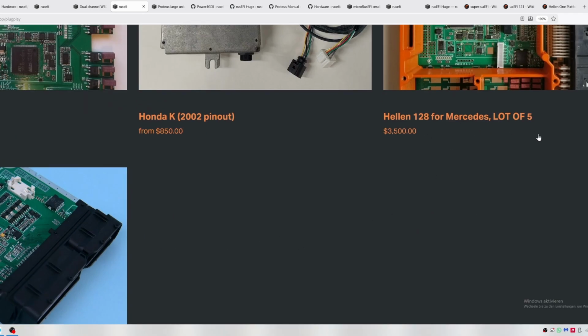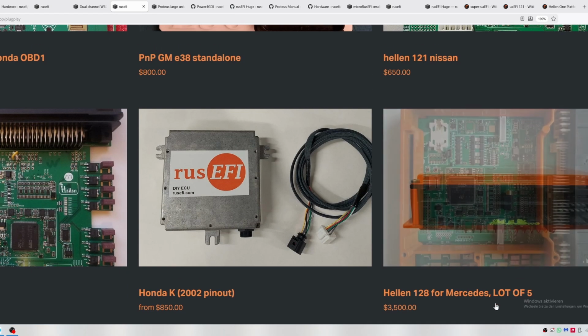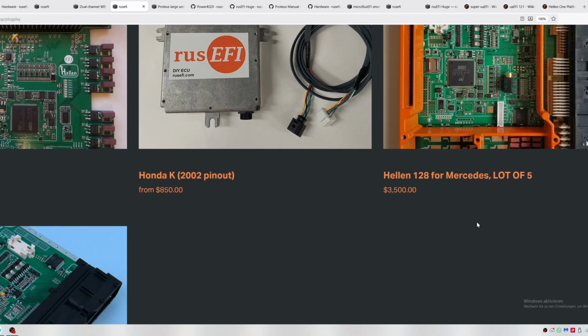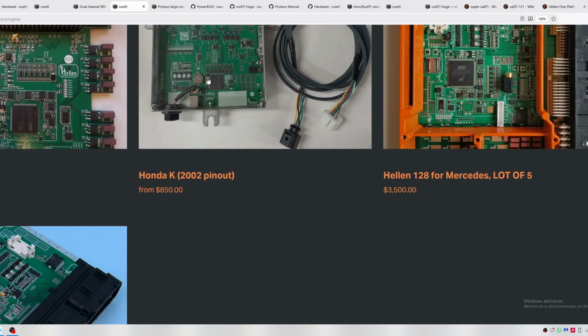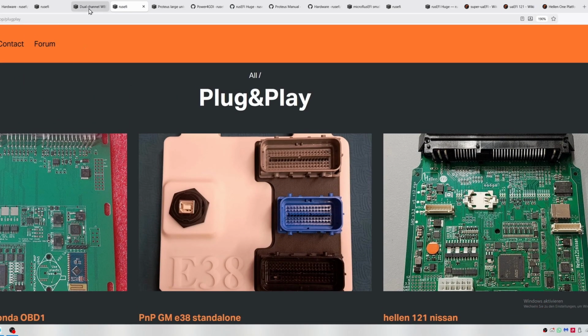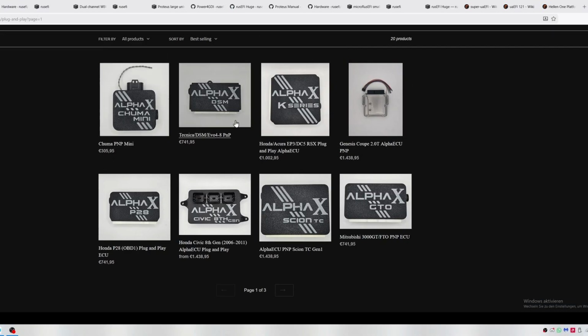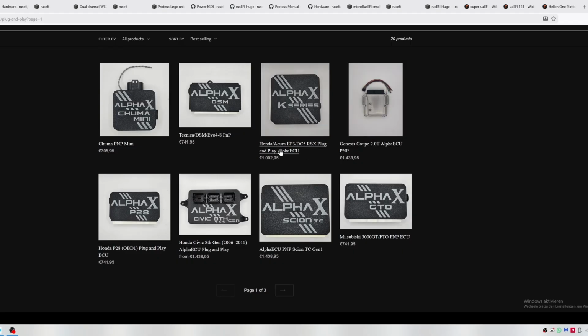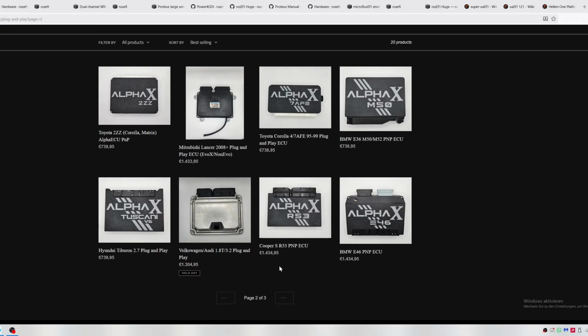The reason why these are only lots of five is because they are not in that great of a demand, and that's why they are basically pre-order, and you will have to order five because it doesn't really make sense to only produce one of them. An option, if you want one of those, and he actually has a lot more plug and play options available, would be Alpha X. He offers a lot more plug and play options. So he has the ones on the screen you can see here. We have three pages of those, and actually a few cool options for some people, I would think.